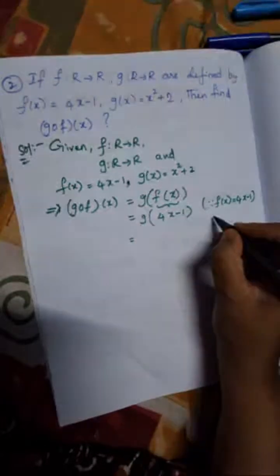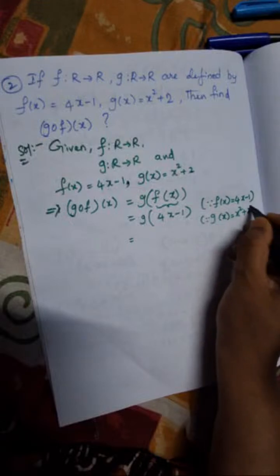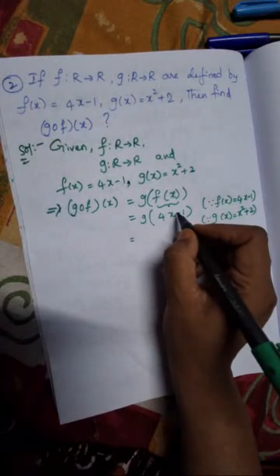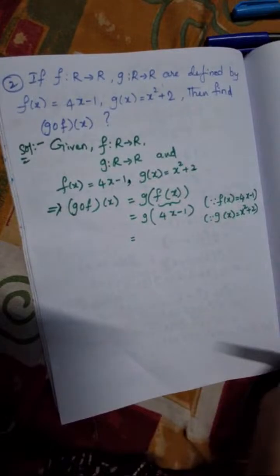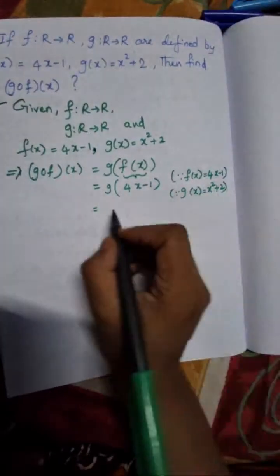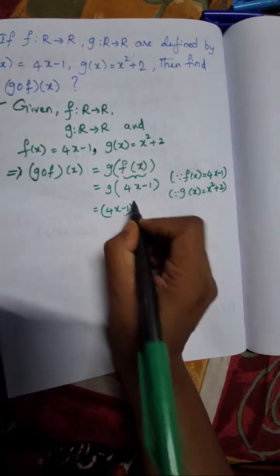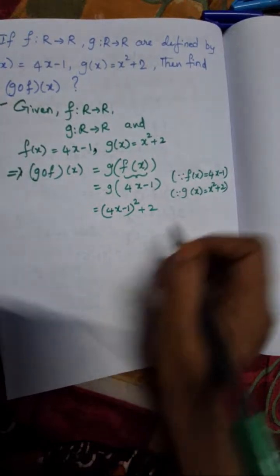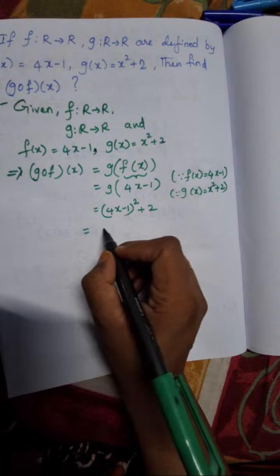g of x is given as x square plus 2. So assume that this is the x value. In place of x we have to write 4x minus 1. Write x square as 4x minus 1 whole square, plus 2. Since g of x is given, now simplify. Very easy, children.